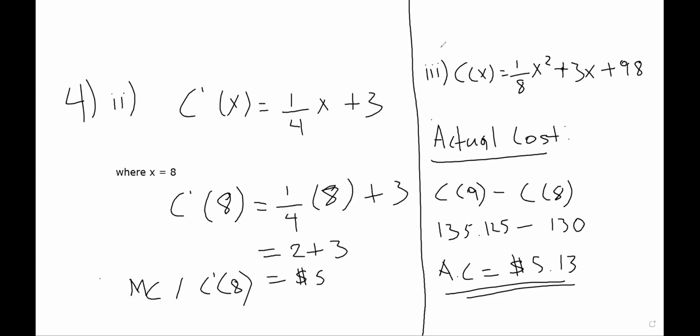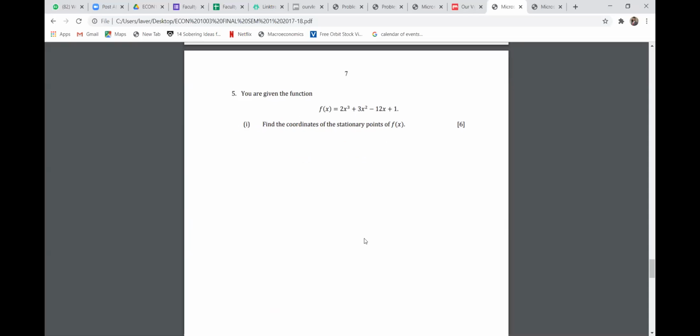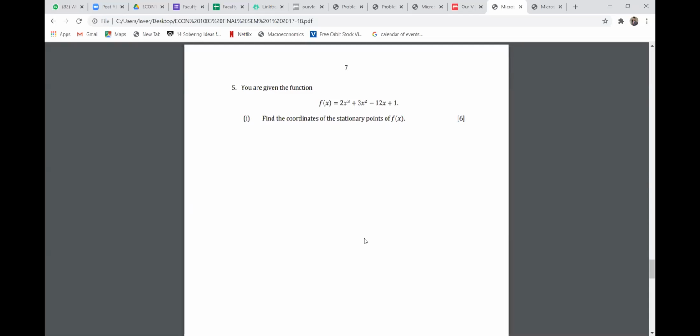So we can just clear the board and work the last question. That's 2 parts. Last question, number 5, says you are given the function f of x is equal to 2x cubed plus 3x squared minus 12x plus 1. Find the coordinates of the stationary points of f of x.